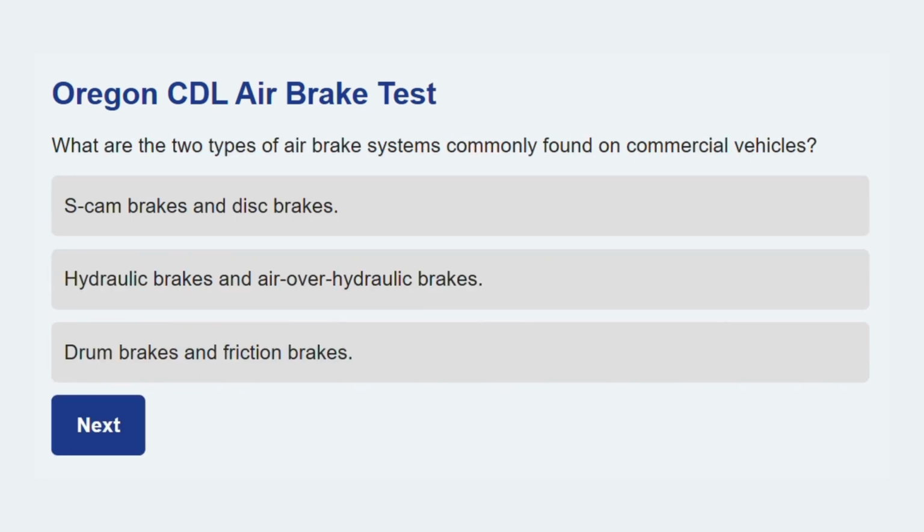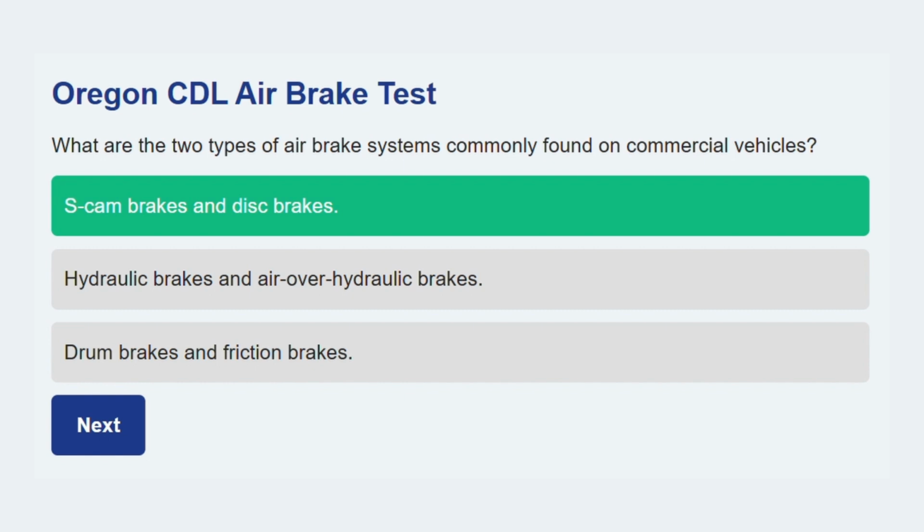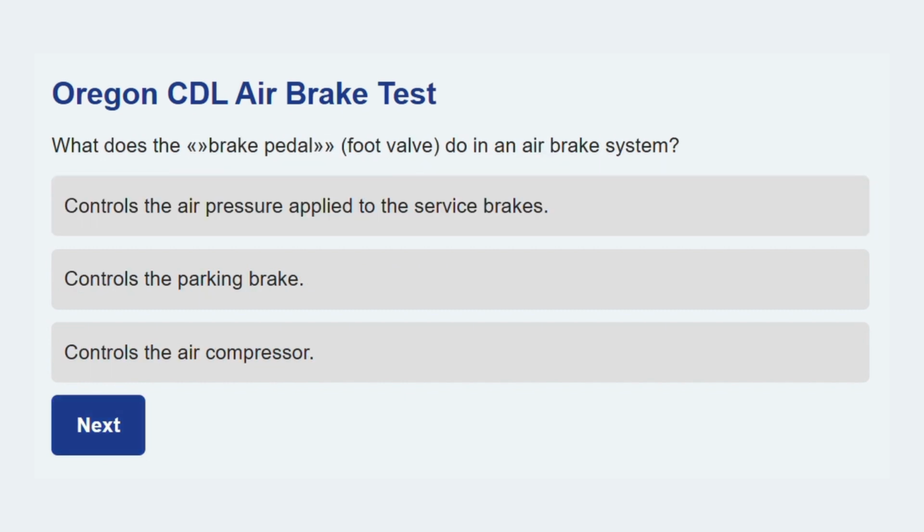Okay, what's next? What are the two types of air brake systems commonly found on commercial vehicles? S-cam brakes and disc brakes. Both use air pressure, but differ in how they apply the braking force.